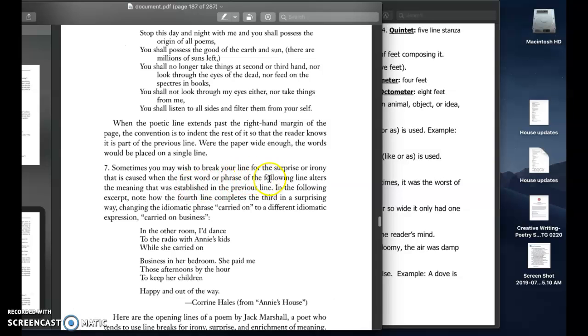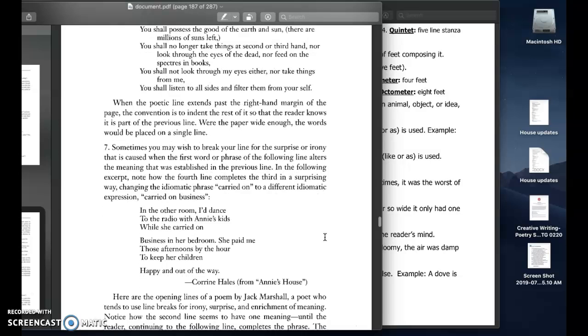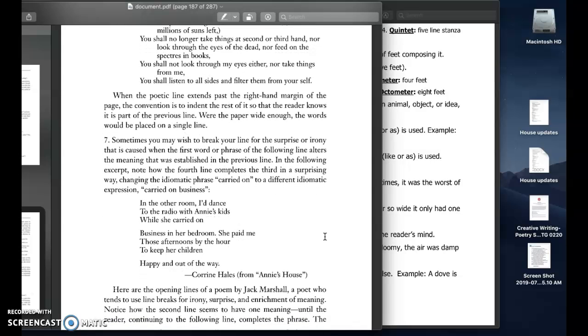Sometimes you want to break your line for the surprise or the irony, so that emphasis comes in, especially if you're trying to create emphasis or emotion from a previous line.